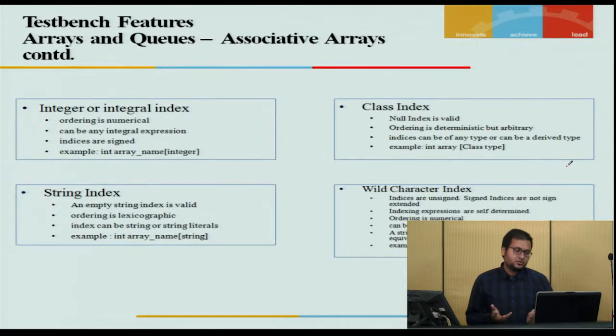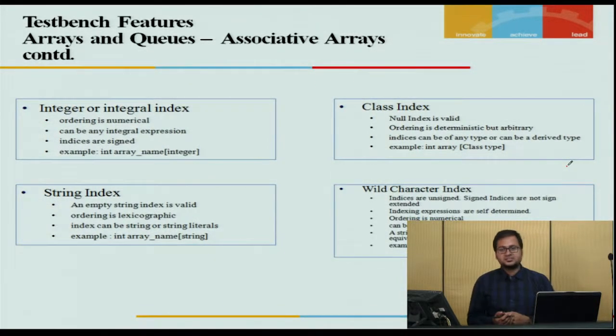And a good example is int array_name [integer]. Now the second is the string index. For example, you are maintaining a student directory and you want an associative array based on a student name. So string index is really helpful in that case. If you want to add to the data collection of students, you need to have an index such as Ram, Shyam, or anything. In this case, ordering is lexicographic, and the index can be a string or string literals. And this is an example, again, int array_name [string].